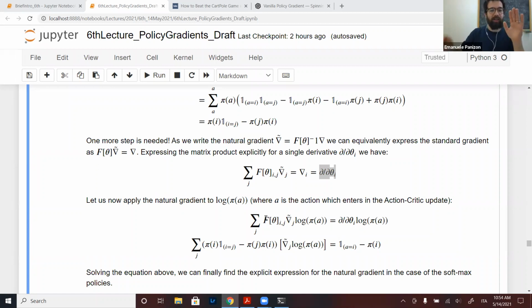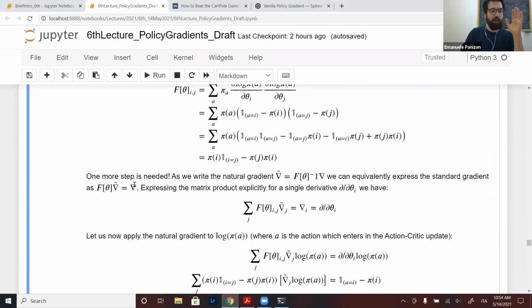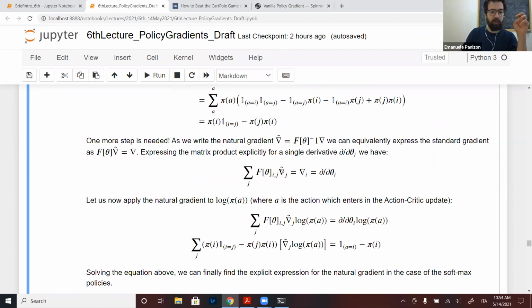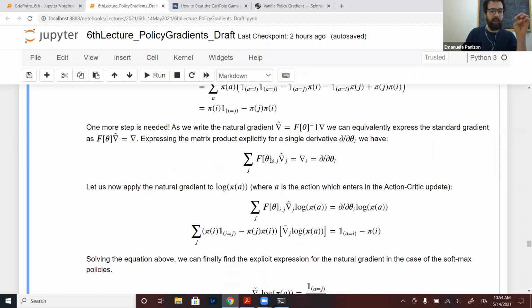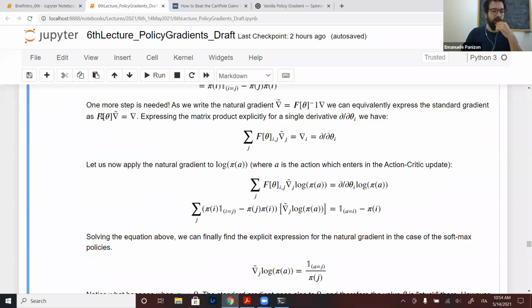Okay, let's just go to what happened. We essentially have found that if we want to follow the natural gradient, we have to determine this new natural gradient. There is a way to express it in this way. So the old gradient, the standard gradient, is associated to this term here.